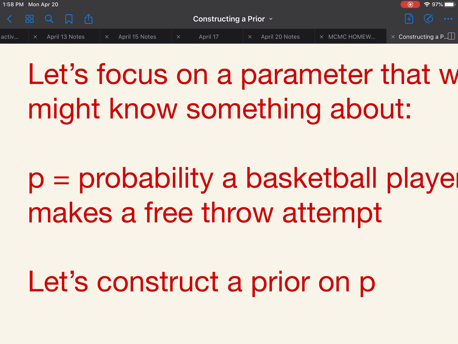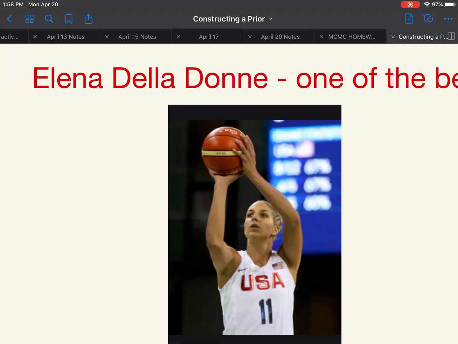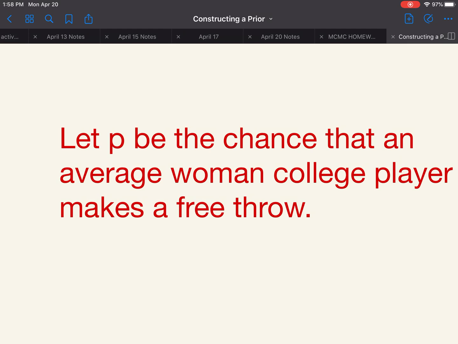Let's focus on a parameter that we probably know something about. Let's let P be the probability a basketball player makes a free throw attempt. Let's try to construct a prior on P. Here's a picture of Elena Delle Donne, one of the best free throw shooters in basketball. She makes about 90% of her shots from the free throw line. So let's let P be the chance that an average woman college player makes a free throw.